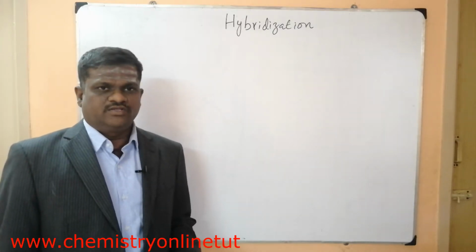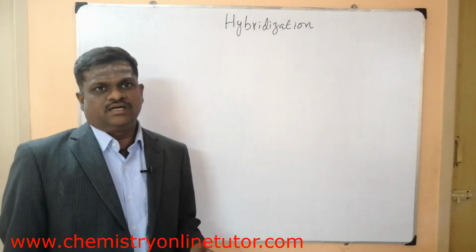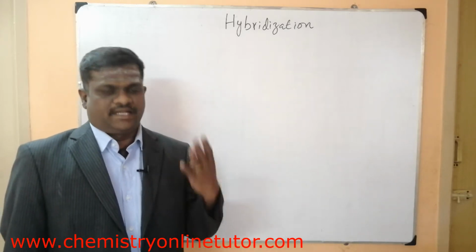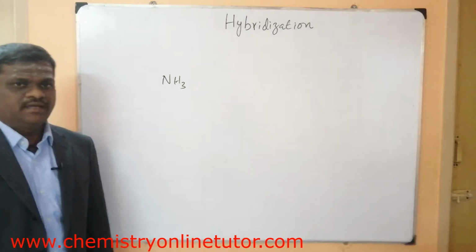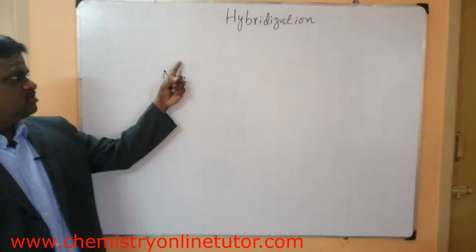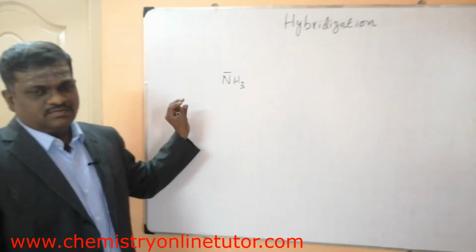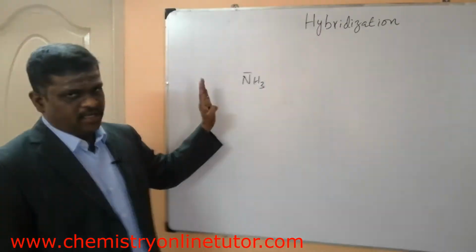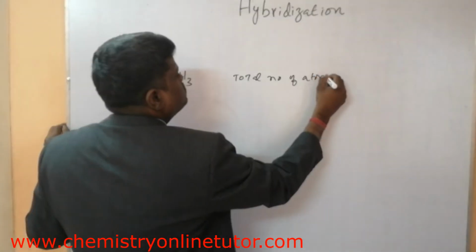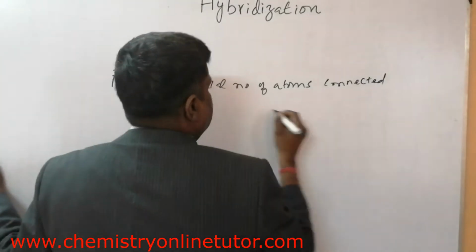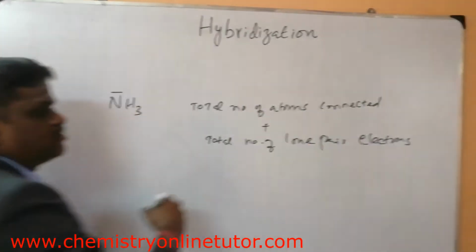Students, in this class we are going to talk about hybridization, how we are going to find out the hybridization of some particular atom. Okay, let's go into the class. Now this is the structure. The question is asked, find out the hybridization of nitrogen. So there is a general formula to find out the hybridization. That is total number of atoms connected plus total number of lone pair electrons.